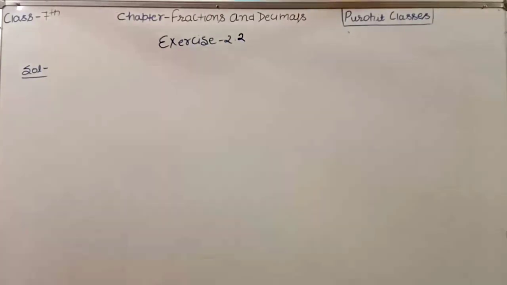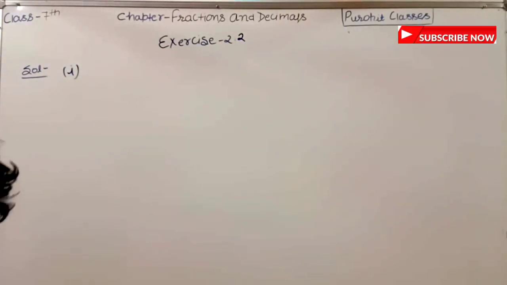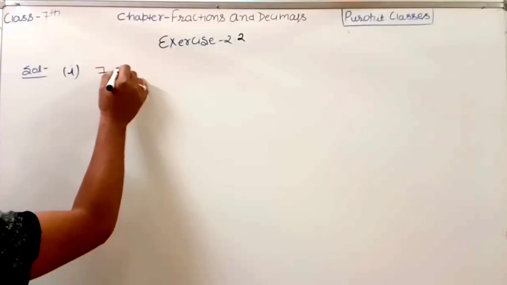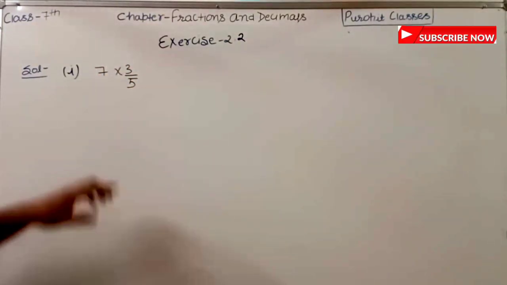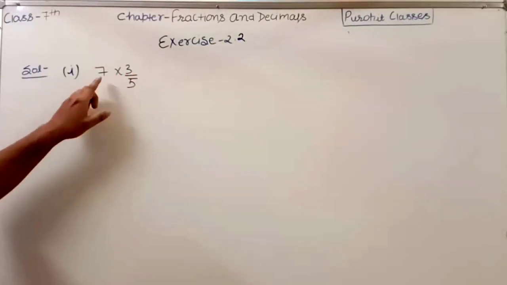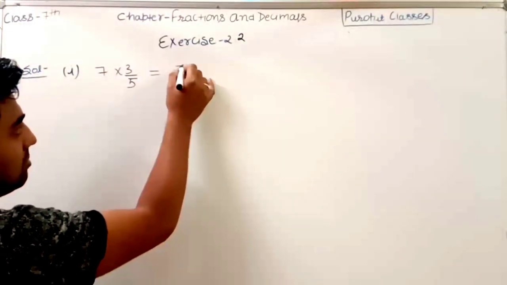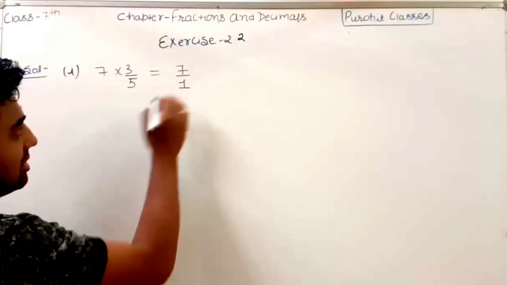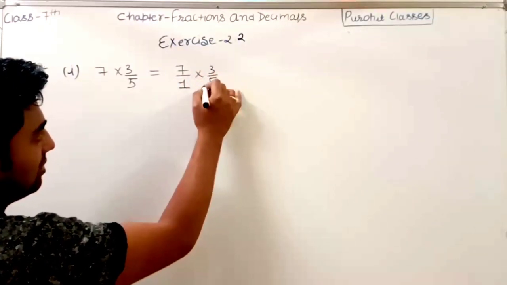It says multiply, reduce to lowest form and convert into a mixed fraction. In the first part we have 7 multiplied by 3 by 5. This is a whole number multiplied by a fraction. As you know very well, every whole number has a universal denominator, that is 1. So 7 can be written as 7 upon 1 multiplied by 3 upon 5.